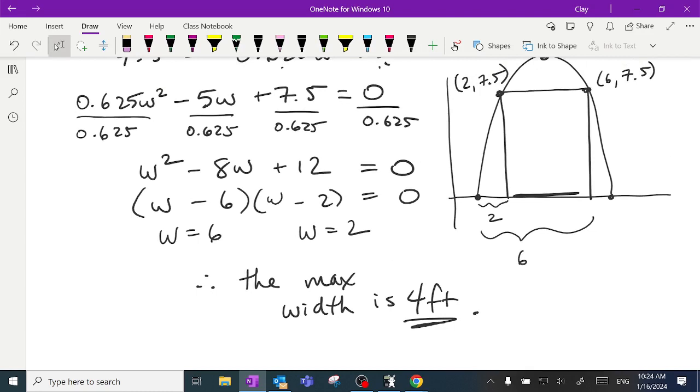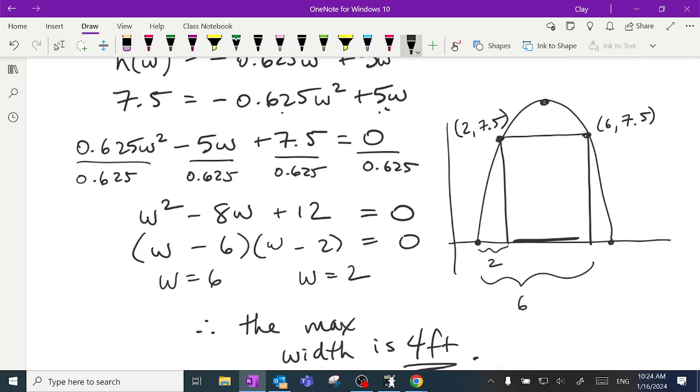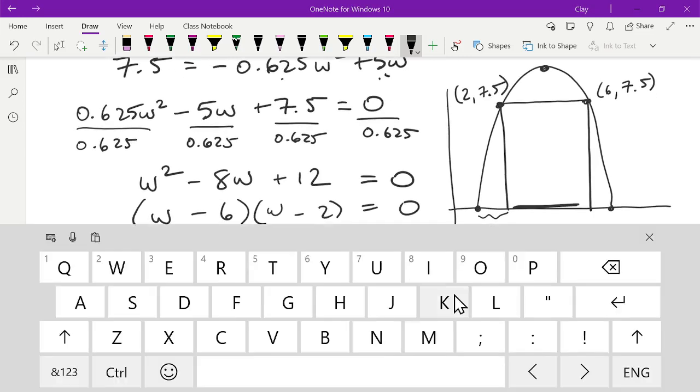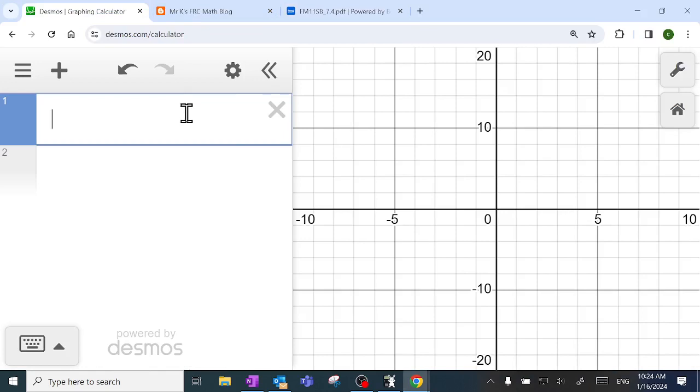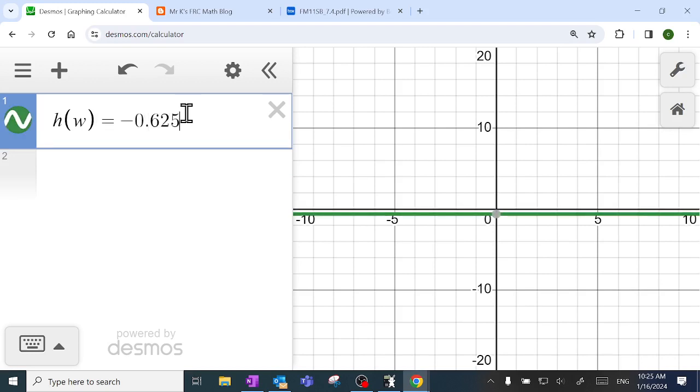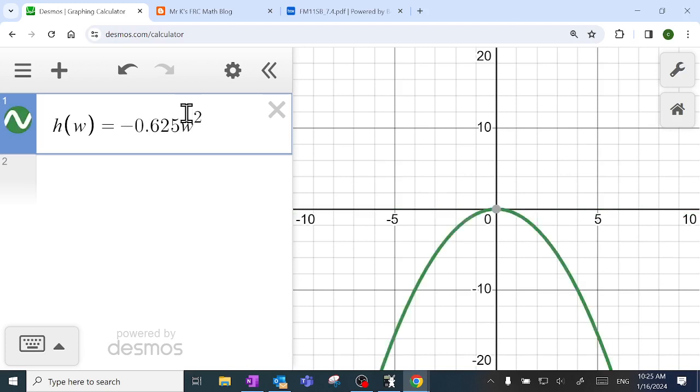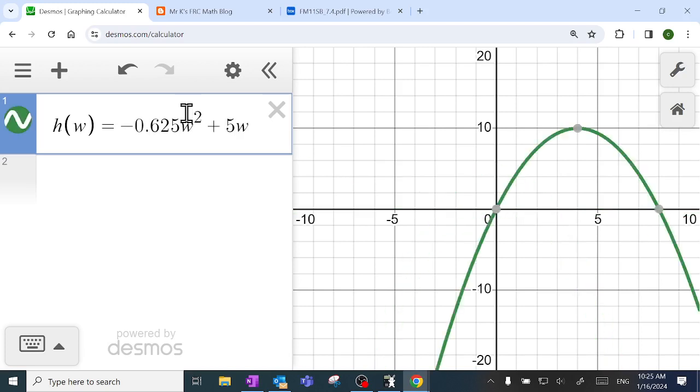How about that? Okay, that one you're probably looking at going, oh, I wouldn't have thought to divide by this decimal. Chances are, if I give you a problem like this, I will allow you to use Desmos. And if you'd have used Desmos to graph this thing, let me get Desmos up here again. There he is. If you were to graph the original equation, which was h of w equals negative 0.625 w squared plus 5w. There's the thing.